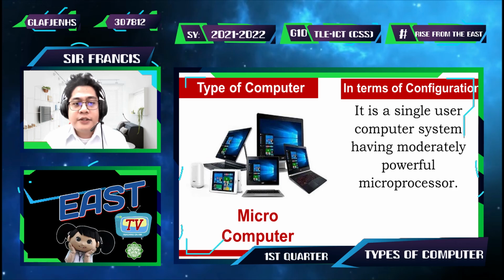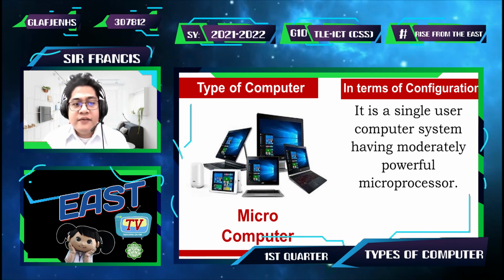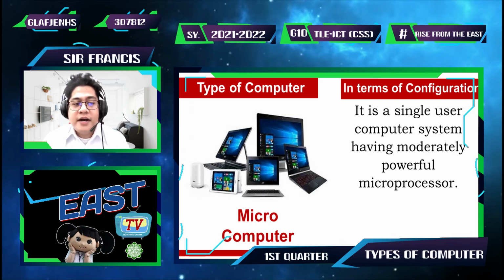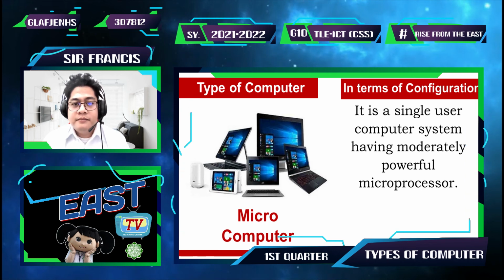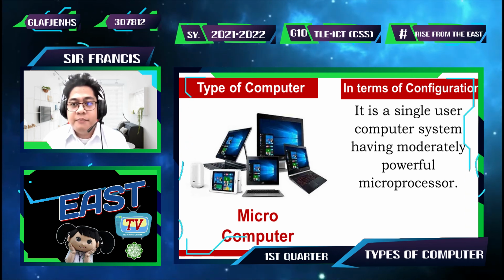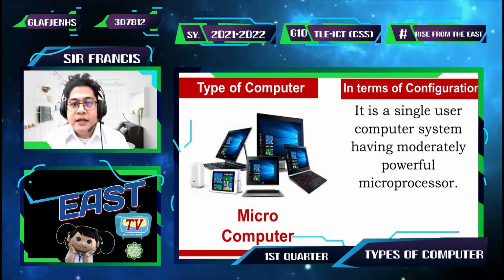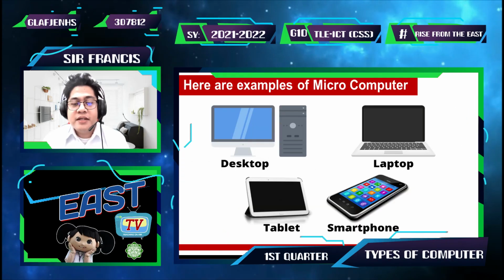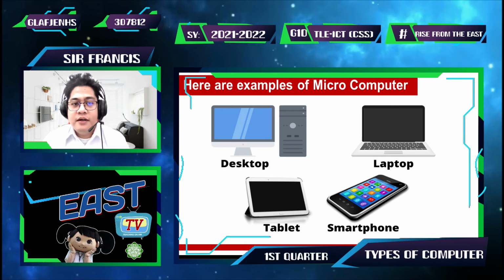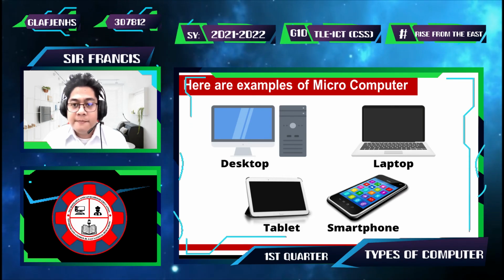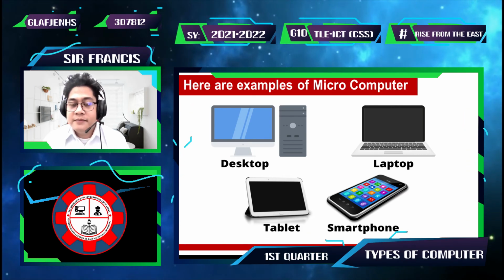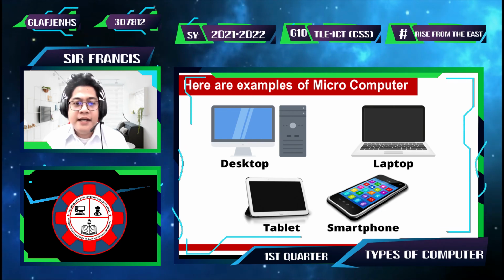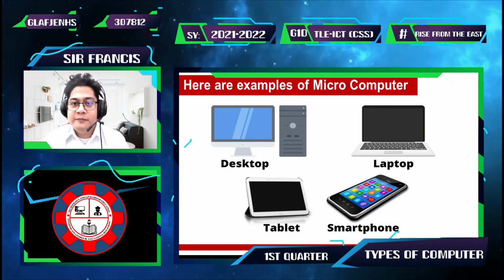It is a single-user computer system having moderately powerful microprocessor. This computer is cheaper compared to other types of computers and is intended for personal use. Here are some examples of microcomputer. We have the desktop, we have a laptop, tablet, and smartphone.